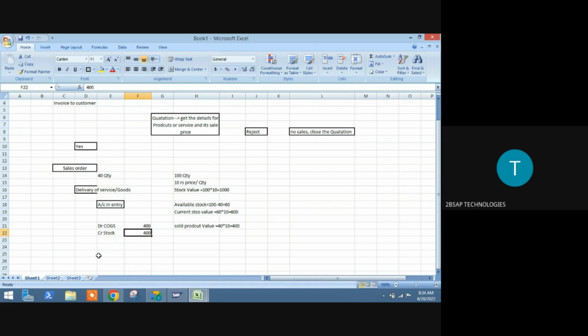So your operationals are always P&L accounts, not balance sheet accounts. So here cost of goods is your P&L account and stock is your balance sheet. Clear, sir? Any doubt on this one? Okay.